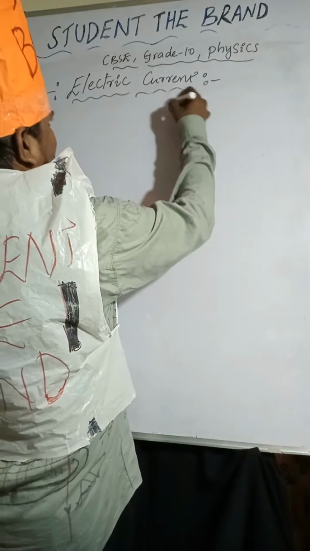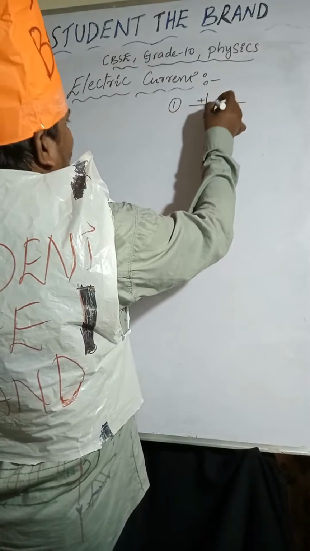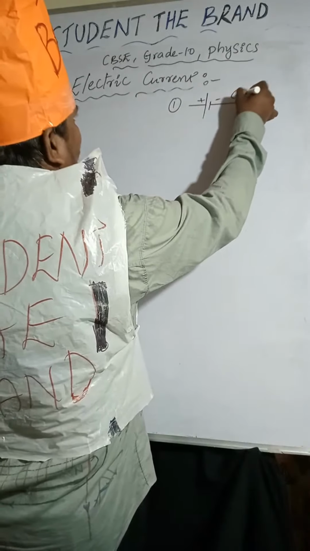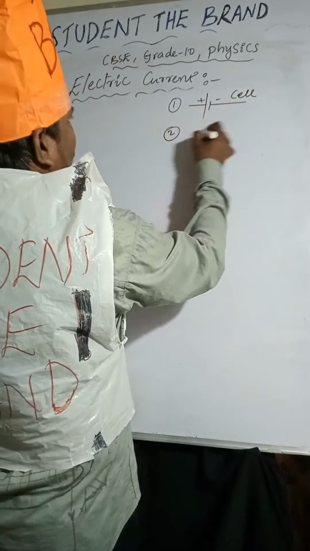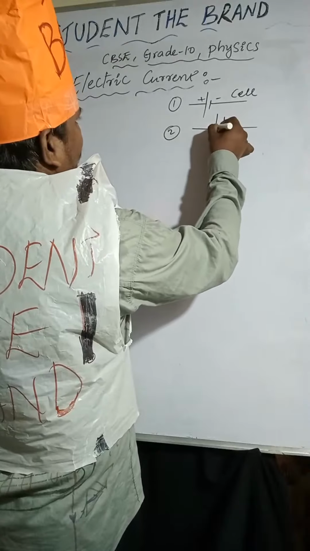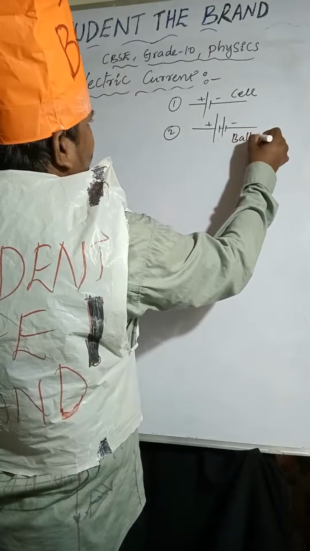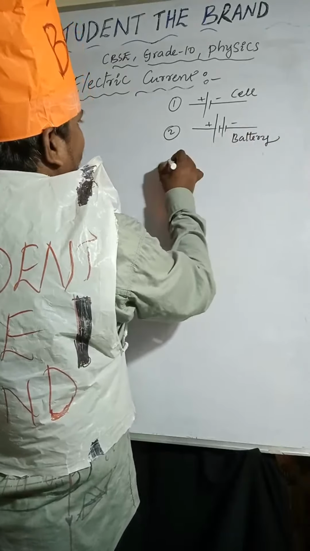So first one is cell: positive terminal, negative terminal. Second one is battery: positive terminal, negative terminal. Battery.